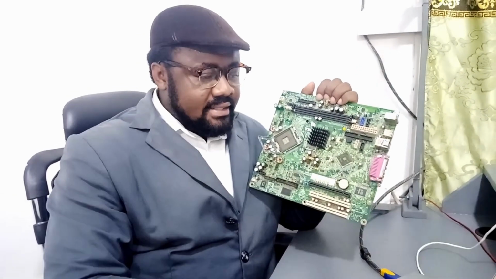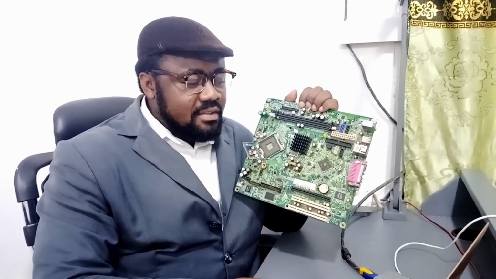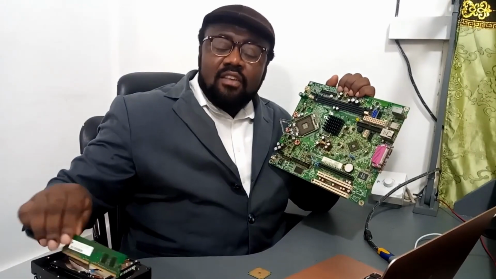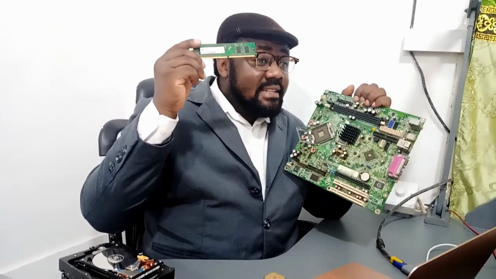The RAM slot. This RAM slot, what does it do? Let me read what is on the screen. I hope you can see. The RAM slot, also known as memory slot, allows the computer memory to be inserted into the computer. So what we are calling RAM is the computer memory.